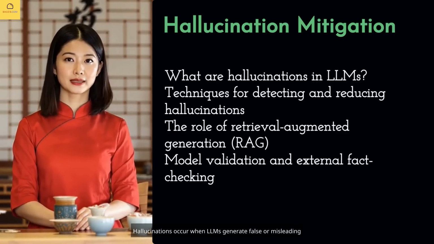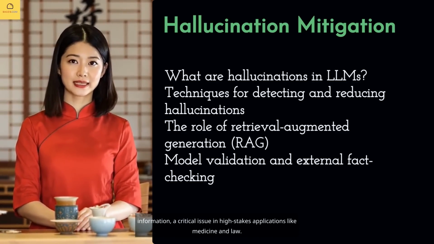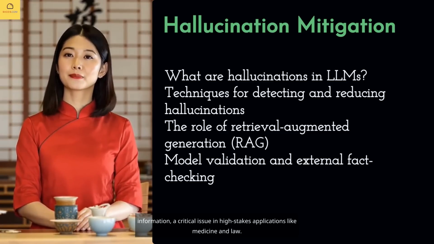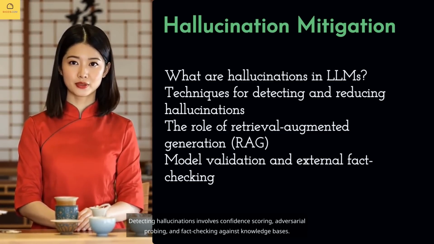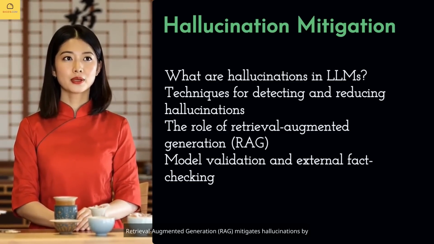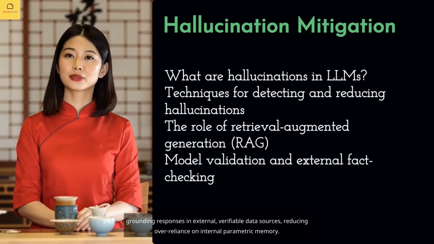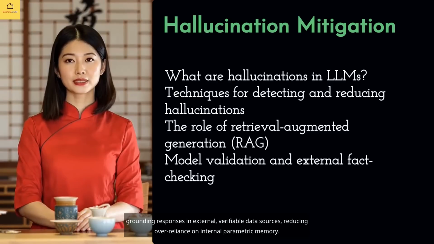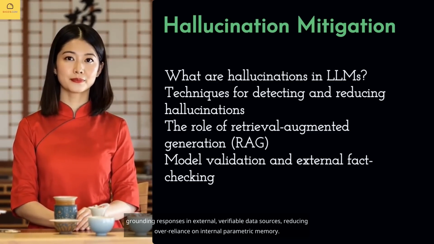Hallucinations occur when LLMs generate false or misleading information, a critical issue in high-stakes applications like medicine and law. Detecting hallucinations involves confidence scoring, adversarial probing, and fact-checking against knowledge bases. Retrieval augmented generation, RAG, mitigates hallucinations by grounding responses in external, verifiable data sources, reducing over-reliance on internal parametric memory.